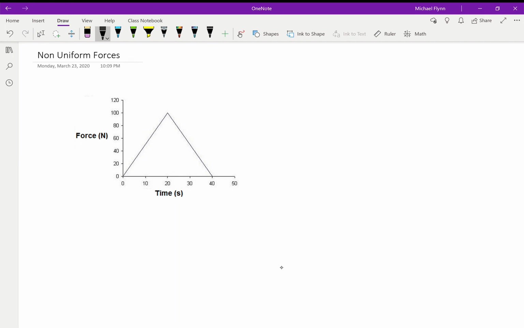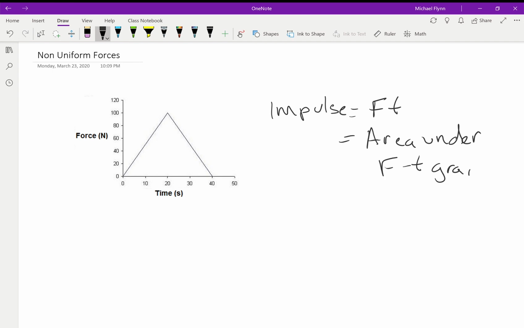Well, I'm just going to remind you what impulse is. Impulse is equal to force times time, right? But what happens if the force isn't uniform? Well, it's also equal to the area under the force-time graph. We've done area before when we looked at the area underneath a velocity-time graph, which is equal to the displacement. So this is something similar. Impulse is the area underneath the graph.